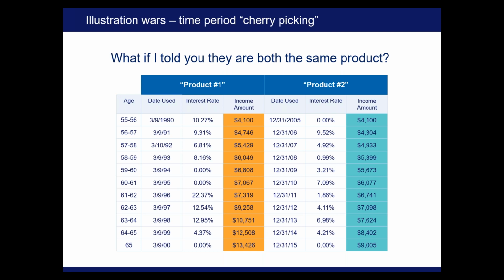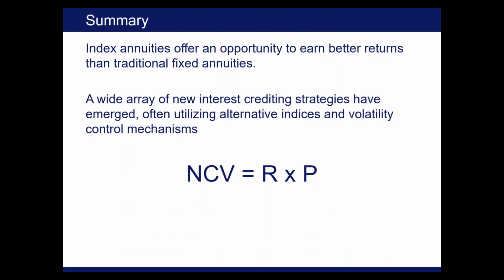So in summary, index annuities offer an opportunity to earn better returns. A wide array of new interest crediting strategies have emerged, often utilizing alternative indices and volatility control mechanisms. So what do you suppose NCV equals R times P represents? Net customer value equals index return times customers' participation. So I hope that the information was something that you can find useful, whether you're new to the industry or you've been here for a while. It's just a way to recap why so many carriers are looking at these alternative indices.